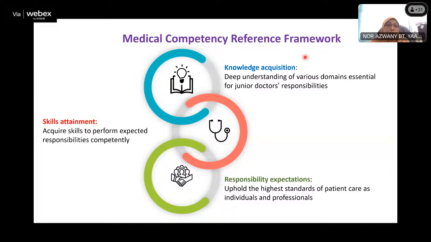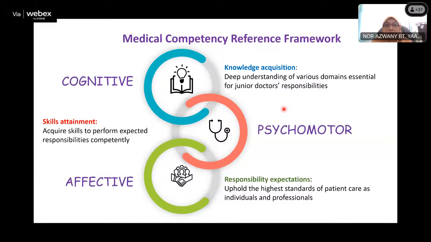So if we look into the KSR, the knowledge, skills, and responsibility in the CALOHEA framework, does it really differ from what we are practicing now, which is OBE, outcome-based education? So if we look into OBE, we also spell it out as CPA, or the cognitive, psychomotor, and affective domain. So it is actually the same.